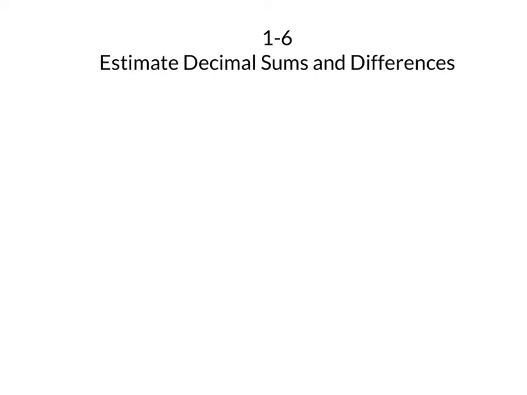This is lesson 1-6, estimate decimal sums and differences. There are two ways to estimate the sums of decimals. First, we have front-end estimation. The second way is called rounding. This is probably the more familiar way you're used to.